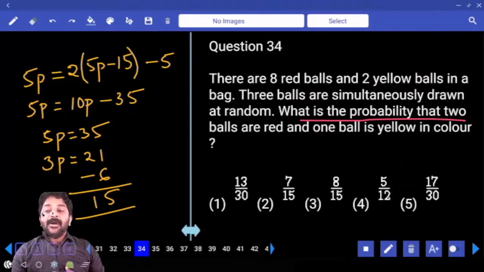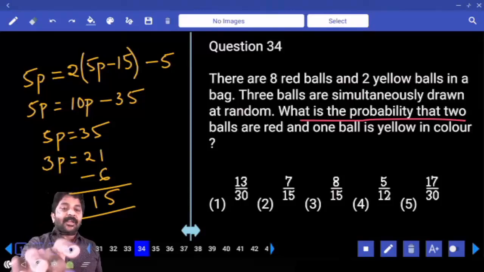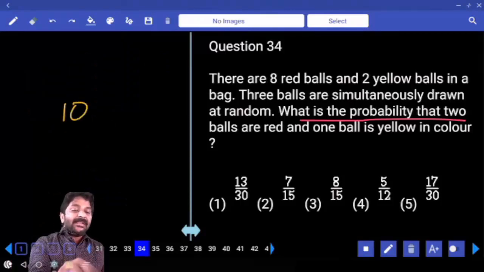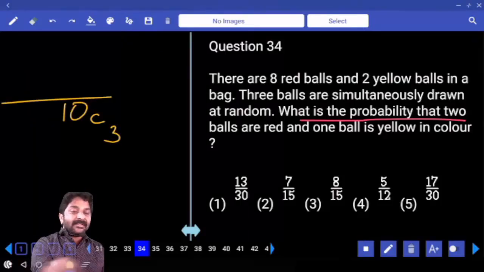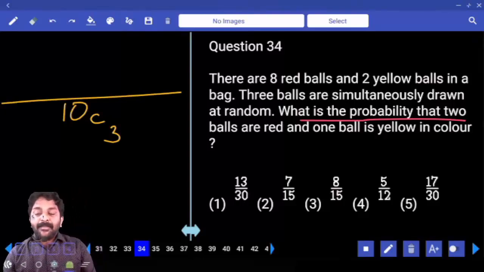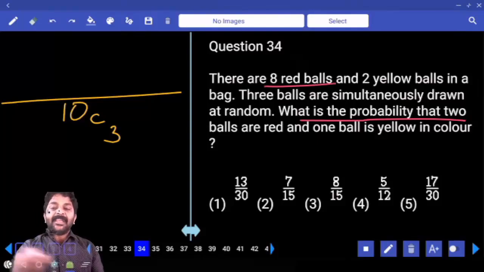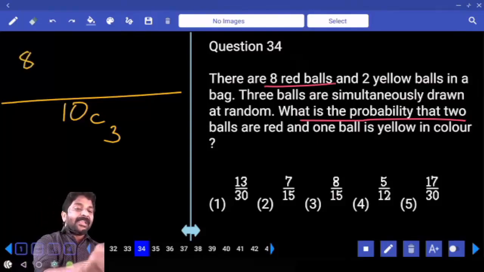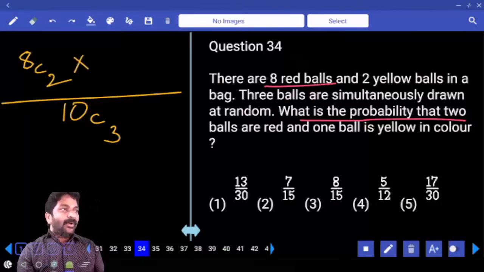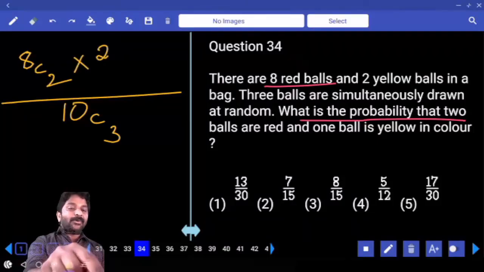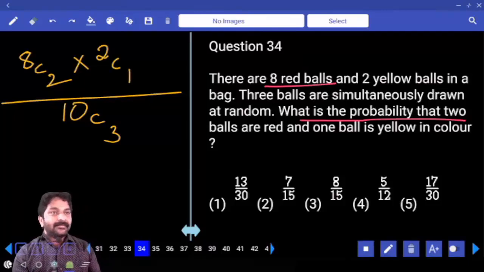There are 8 red balls and 2 yellow balls in a bag. Total how many balls are there? 3 balls are drawn simultaneously, at random. So 10C3. What is the probability that 2 balls are red and 1 ball is yellow? How many red are there? 8. Out of 8, how many we need? 2. And the condition, into 1 yellow. Out of 2, we need 1 yellow.